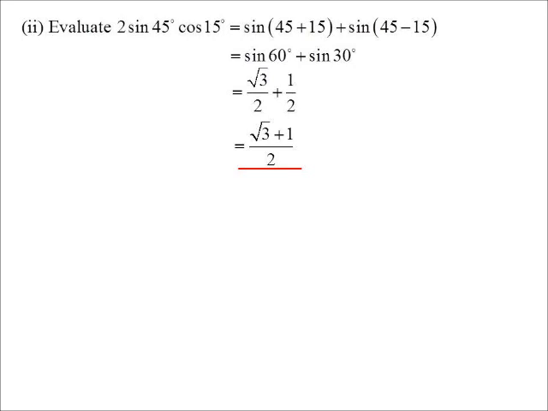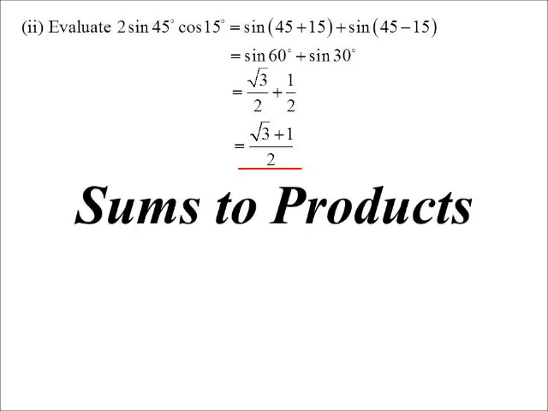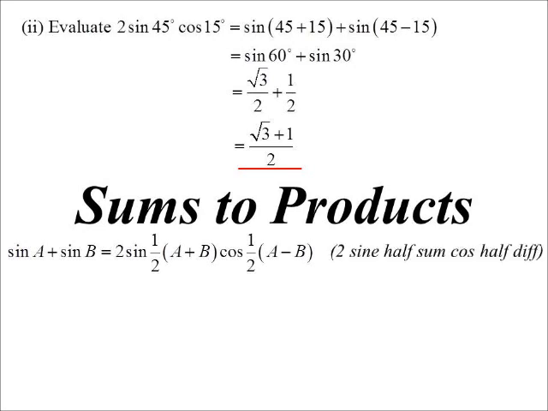Alright, let's go the other way. What happens if we've got a sum and we want to turn it into a product? These are probably more useful, to be honest. You do this more often than you would the first ones. So sine plus sine, there it is: 2 sine half A plus B cos half A minus B. Or as I prefer to think of it, 2 sine half sum cos half diff.